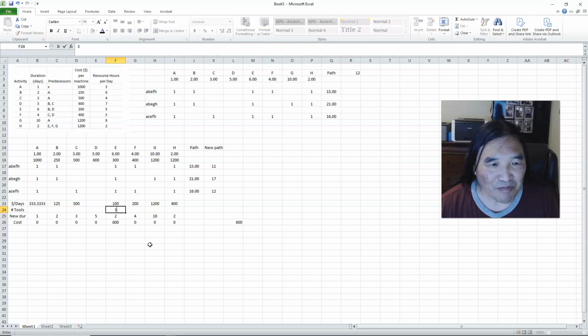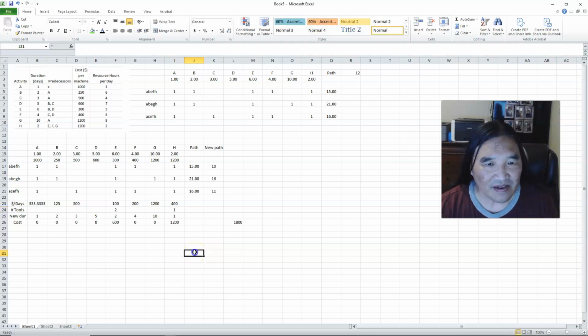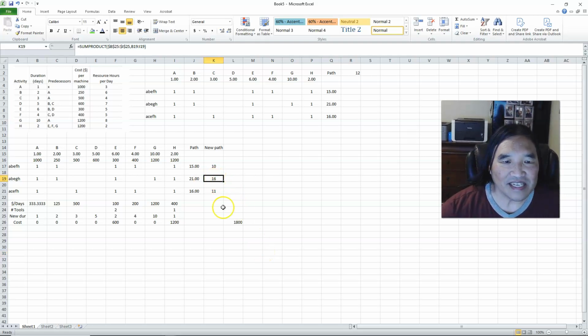Now, what if I buy 3 tools? Oh, I only get a half. Yeah, that's probably not worth it. So I have 2 tools here. Now, I could go after this, or I could go after this, which is cheaper, the 333. So I'm going to buy 1 new tool, and it only gives me a half day, so maybe I don't want to do that. Let's go after H instead. Oh, that knocked off 2 days. That's pretty good. Now I only have 1 module to worry about, this 16.